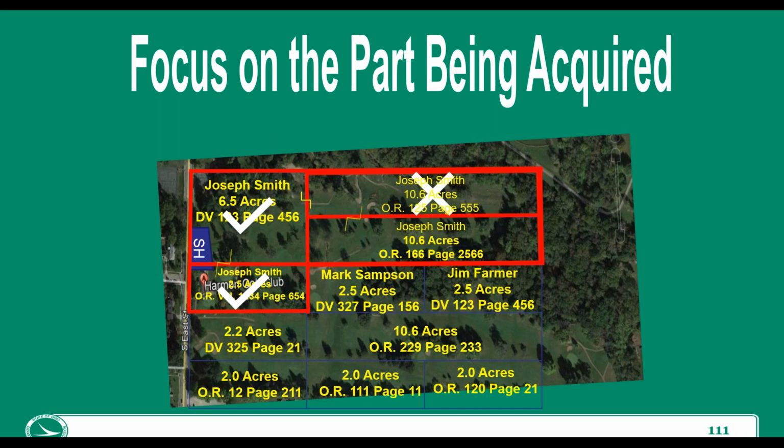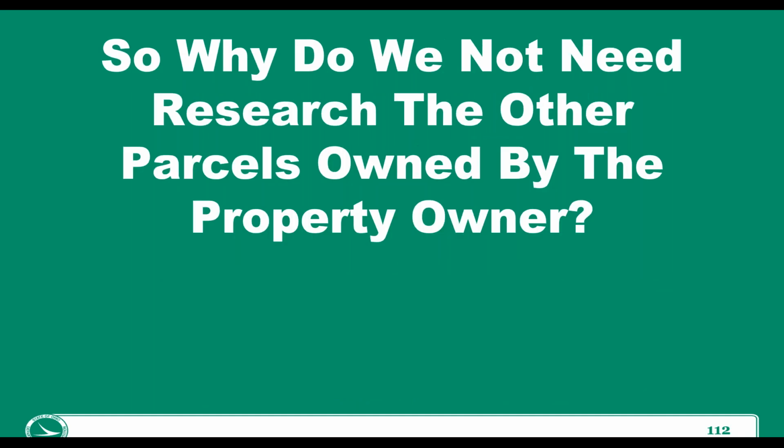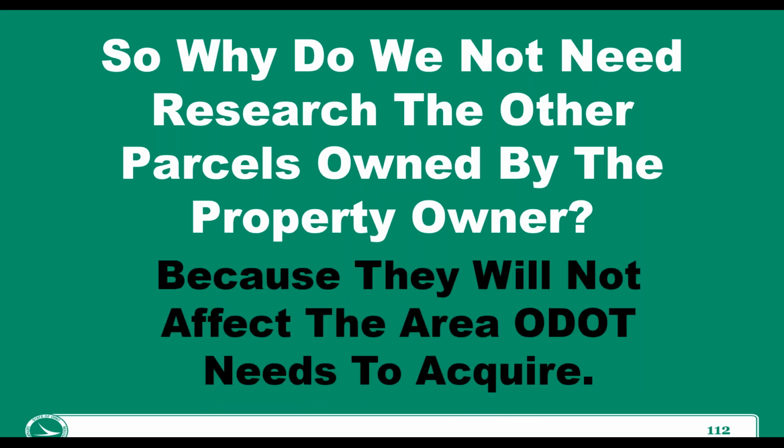Would we research that? No. And would we research that? No. So why do we not need to research those other properties? It's simple, because they will not affect the area ODOT needs to acquire. So there's no reason to take time to run searches that you don't need the information from. We're only worried about where we're going to put our standard highway easement, or where we're going to buy our land, or whatever it may be.